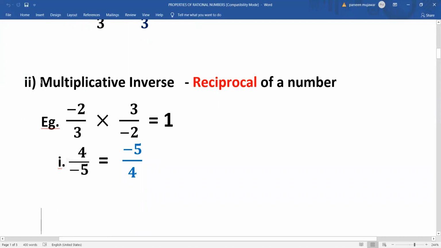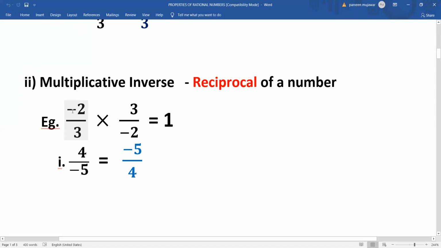Now you can see here, multiplicative, the word itself says multiplication. Check in the example, the main sign is your multiplication sign. So what is multiplicative inverse? It is a reciprocal of a number. You have already studied about the reciprocal. So you have to find out the reciprocal.